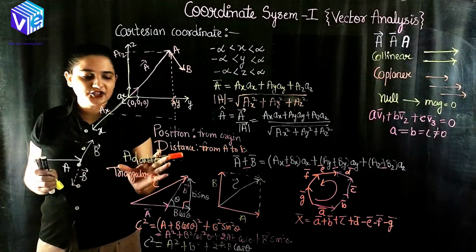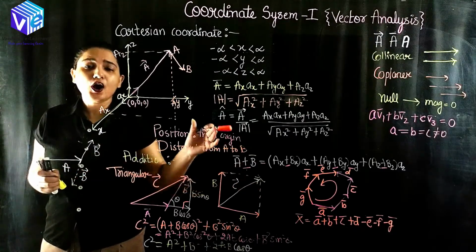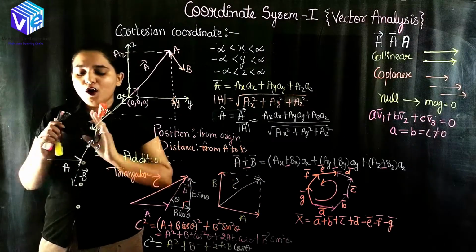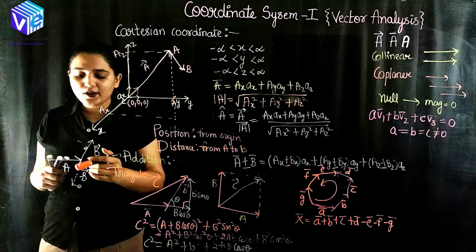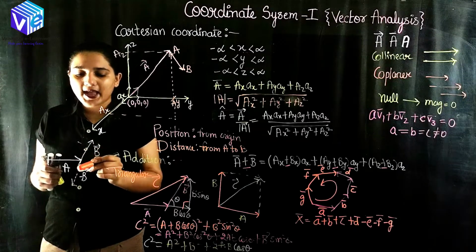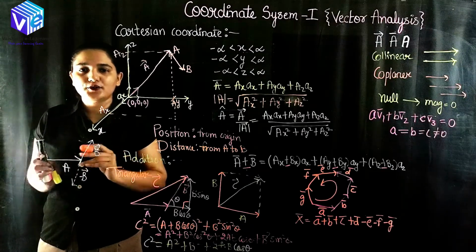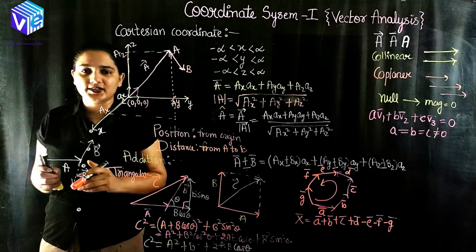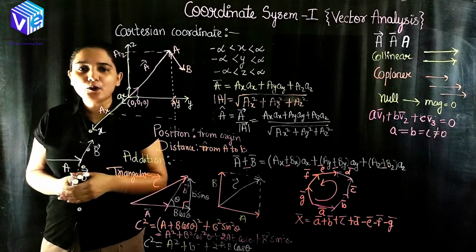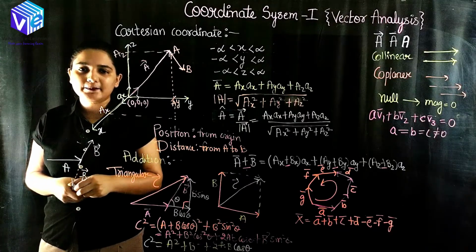So we'll be applying the triangular law, the polygonal law and the parallelogram law. All of these laws are applied here also, but here we have the negative of B. So it will give me the vector subtraction. So this thing is clear now. Now we'll be moving toward the vector multiplication.